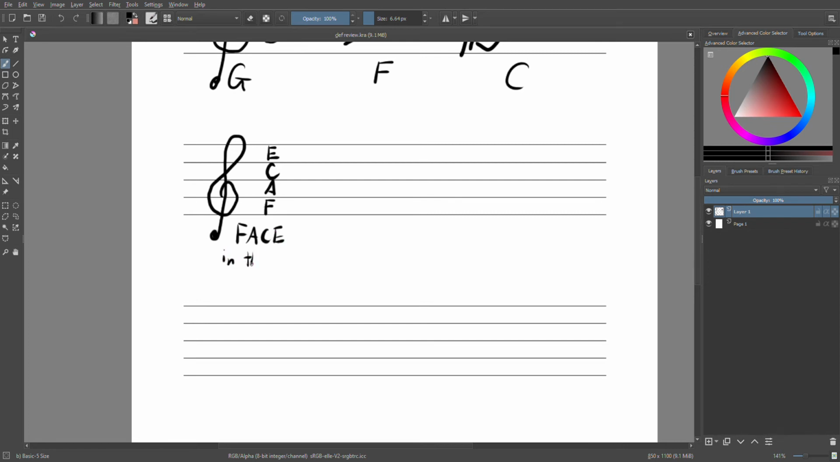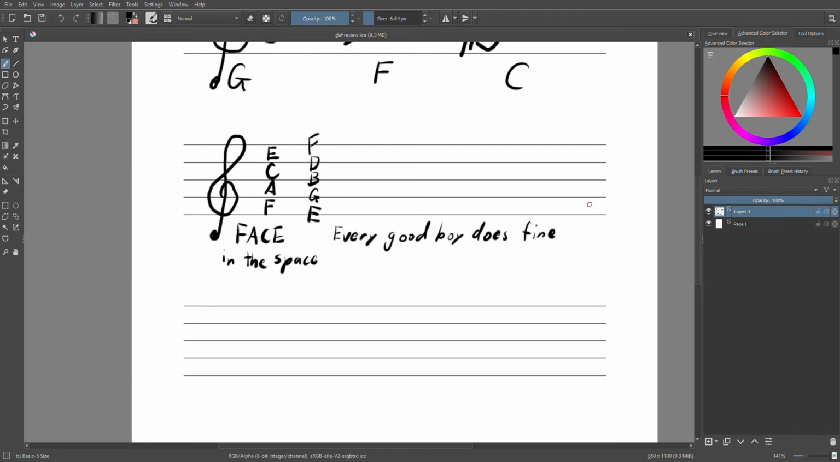In the space. We also have on the lines, every good boy does fine, or deserves fudge, or empty garbage before dad flips, whichever you like. The most common one is every good boy does fine. Every good boy does fine.